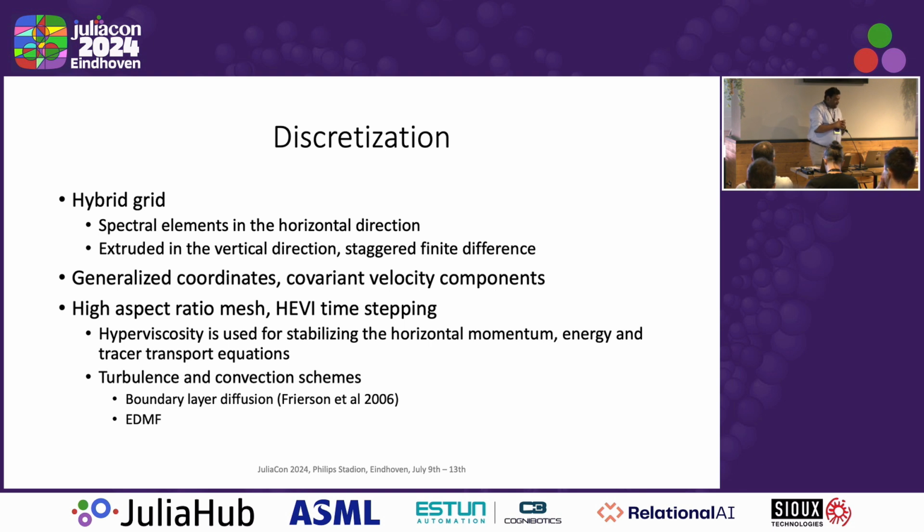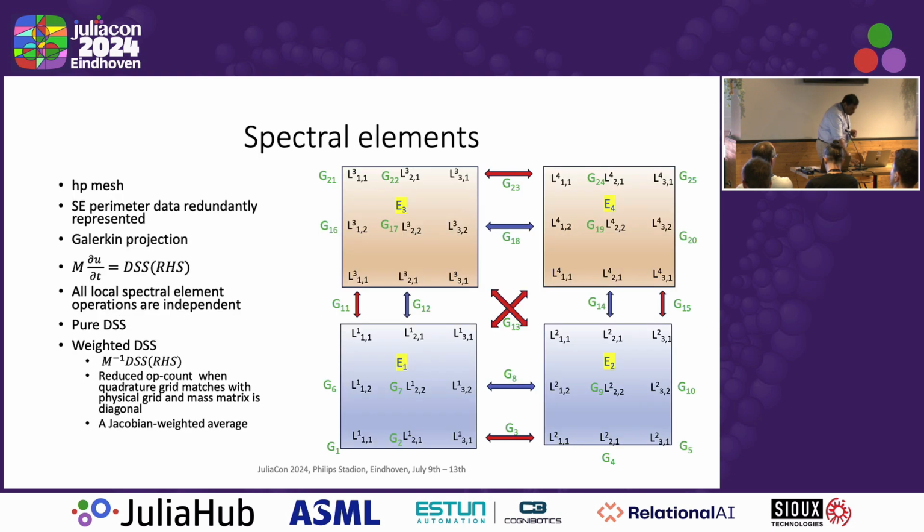We have a high aspect ratio mesh, and we use horizontal explicit, vertical implicit time stepping for our production cases. In the horizontal, we use hyperviscosity for stabilizing the horizontal momentum, energy, and tracer transport equations. For the turbulence and convection schemes, we have a simple boundary layer diffusion scheme, and then we have our EDMF model.